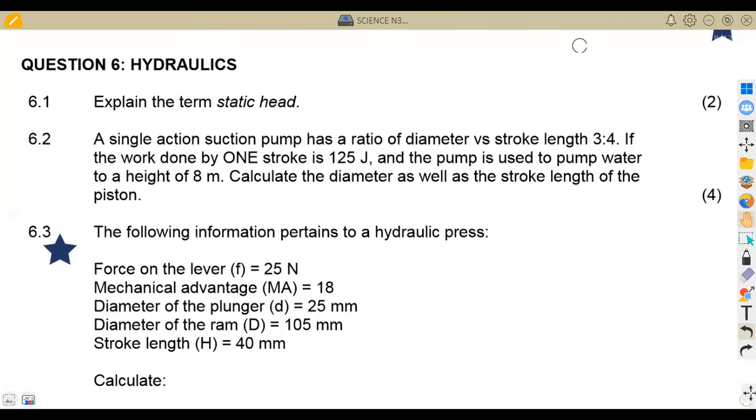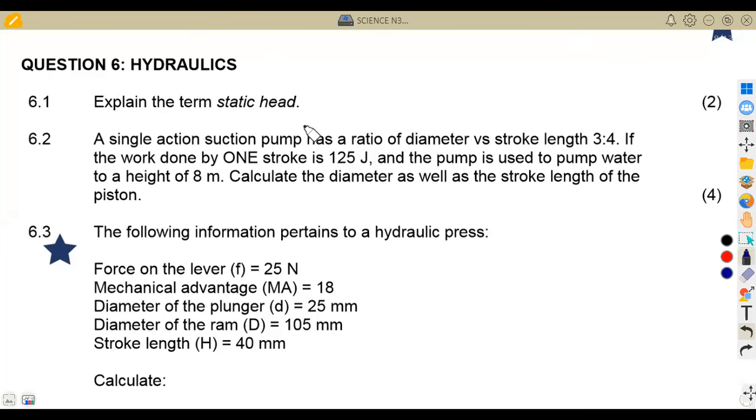In this platform, we shall be focusing on hydraulics, from the question paper of November 2022, where on question number 6 we are given the first part, 6.1. We are not going to waste much time on this one. We are asked to explain the term static head.